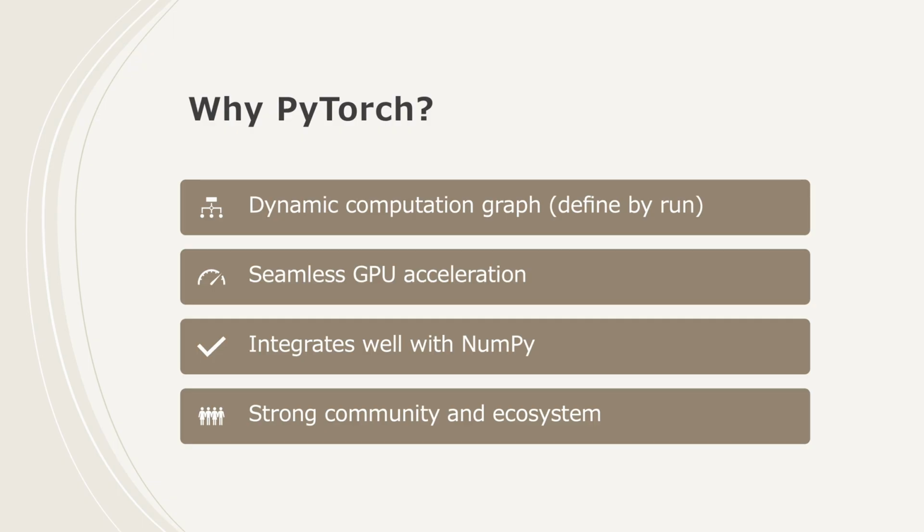Another strength is seamless GPU acceleration. If you have a compatible NVIDIA GPU, PyTorch can move tensors and models to the GPU with a single command, giving you a big speed-up in training. PyTorch also integrates very well with NumPy, so you can switch back and forth between scientific computing and deep learning without friction. Finally, PyTorch has a strong community. Because so many researchers use it, there are countless tutorials, libraries, and extensions built on top of PyTorch that you can leverage.